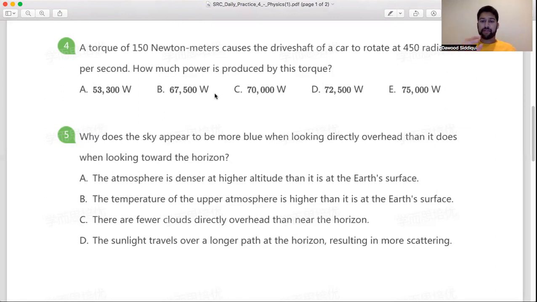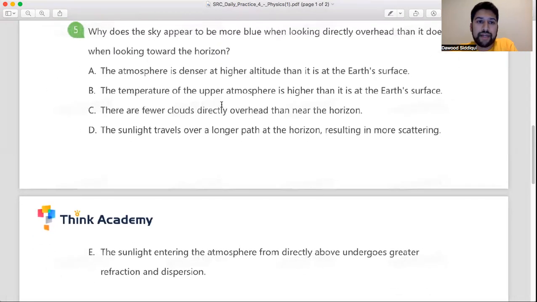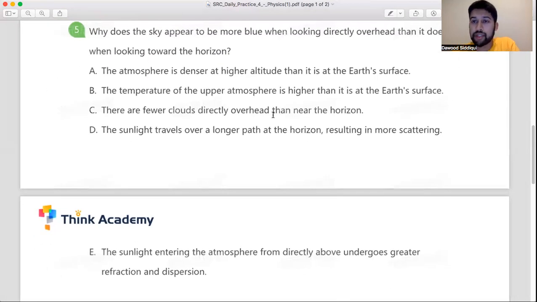And now force, keep that as separate. And r, radius over time, becomes radians per second. And so all we have to do is simply multiply 150 newton meters times 450 radians per second to get the correct answer. You have option choice B, 67,500 watts.